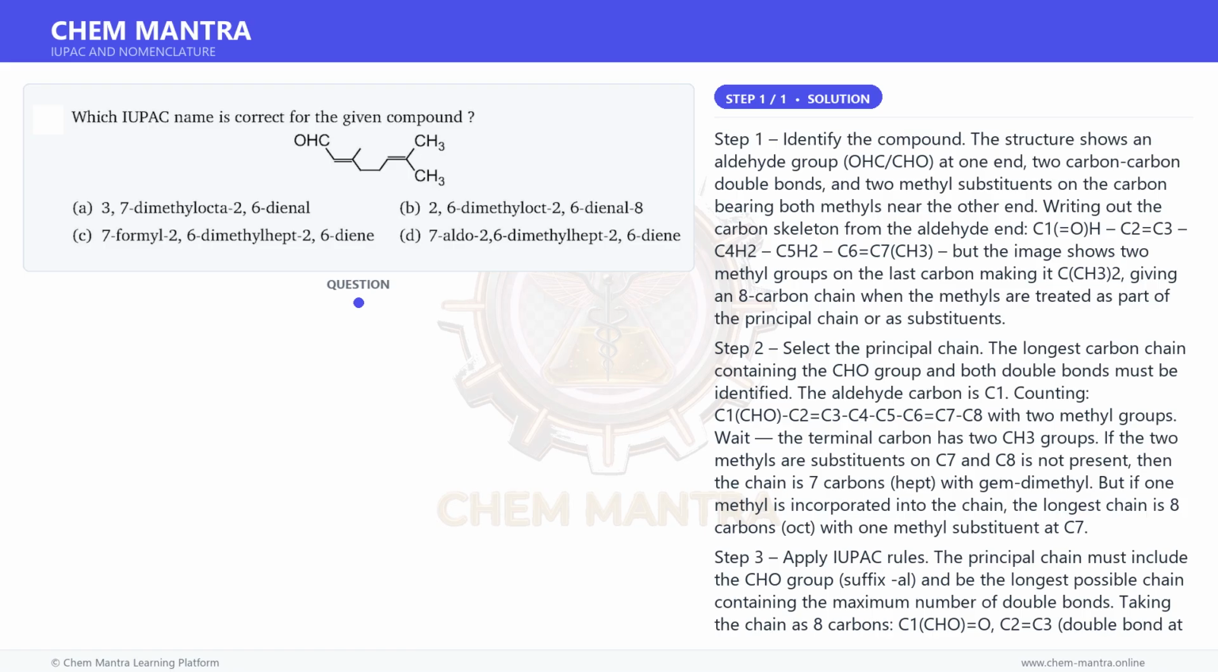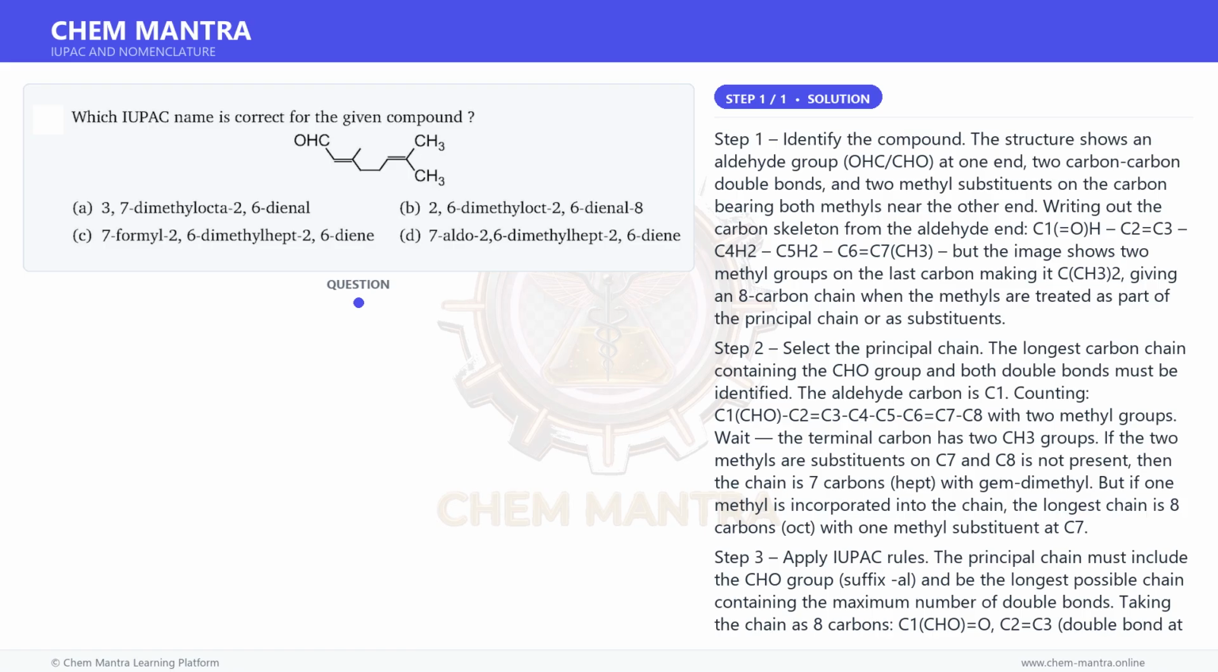This gives octa-2,6-dien-1-al with a methyl at C3 and a methyl at C7: 3,7-dimethylocta-2,6-dienal. Step 4. Number correctly. Numbering from the CHO end, C1, gives double bonds at positions 2 and 6 and methyl groups at positions 3 and 7, yielding the name 3,7-dimethylocta-2,6-dienal.